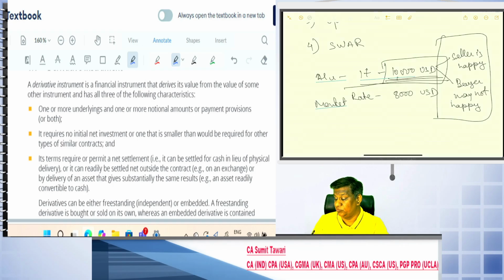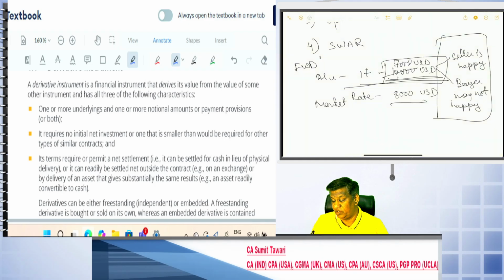So if tomorrow it is 7,000, again it is a compulsion on both. The seller needs to sell at 7,000, even though he could sell at a profit in the market, but he cannot. He is under obligation to sell to the buyer at 7,000 US dollars, and the buyer can buy at 7,000 US dollars. So both need to perform their obligation. That is what happens in a forward.